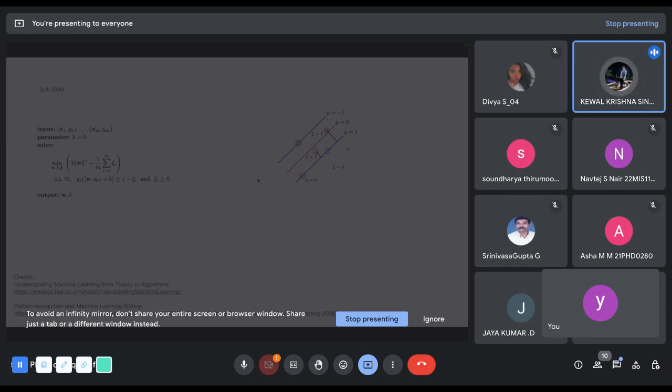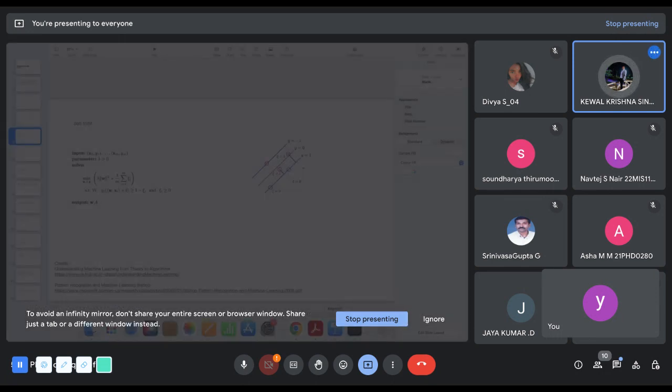When we take the XOR truth table with inputs 10 and 01, will it be linearly separable or not? No. XOR is not linearly separable. Why is it so? Let me show you.